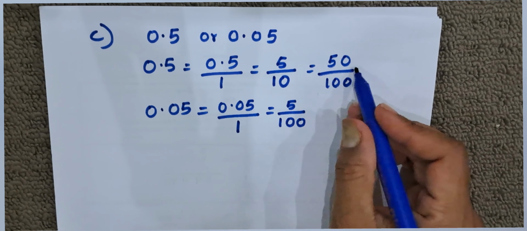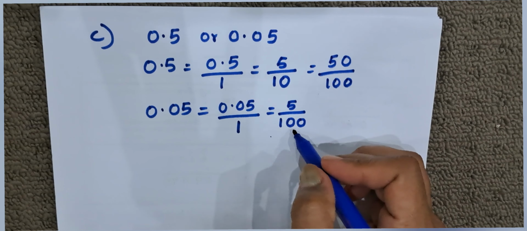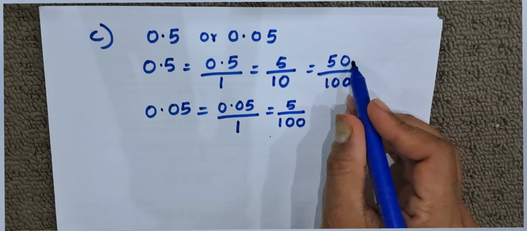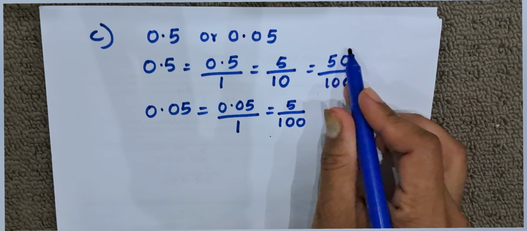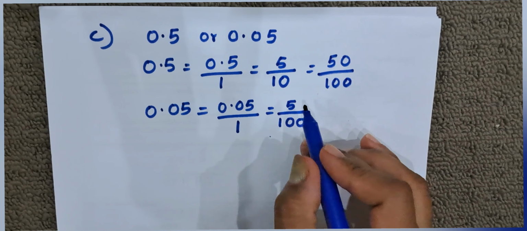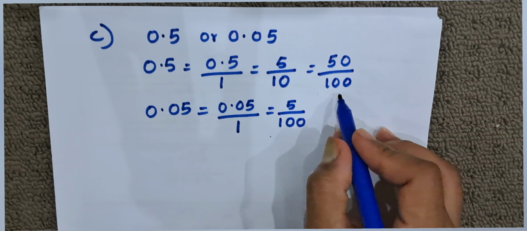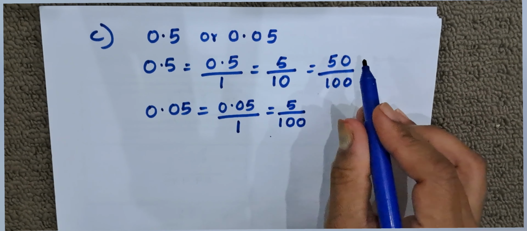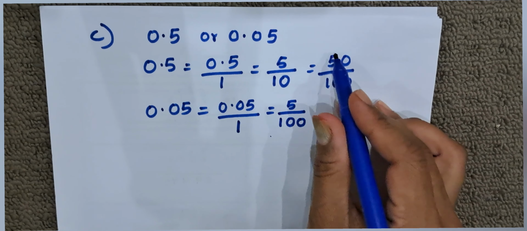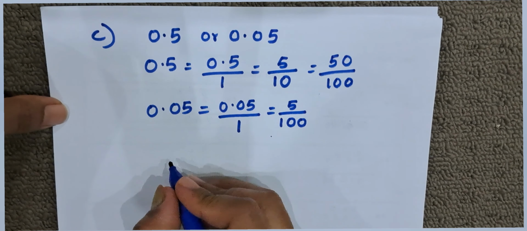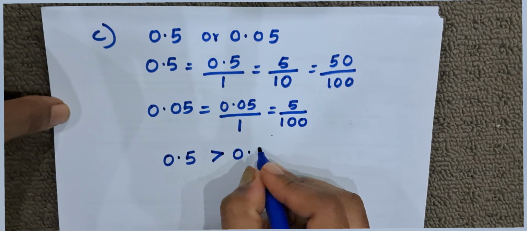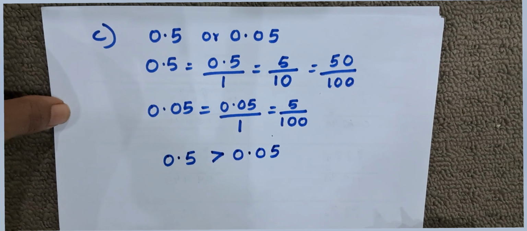Now when you compare these both, the denominators are the same. Which fraction is bigger? The first fraction is bigger because the numerator of the first fraction is bigger than the numerator of the second fraction. When the denominators are equal, we compare the numerators. So 50 is bigger than 5. So this is bigger. So which is greater? 0.5 is greater than 0.05. This is the answer.